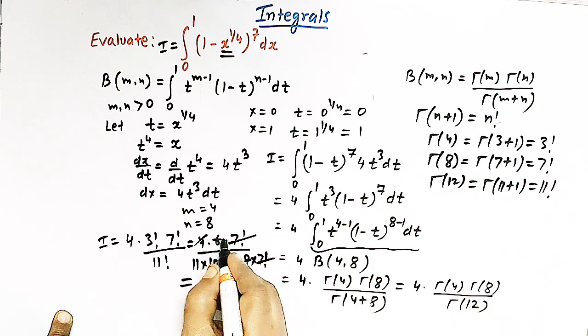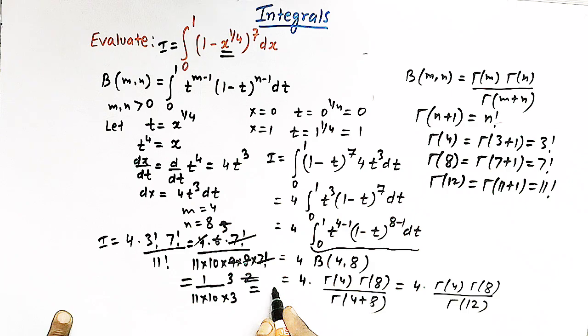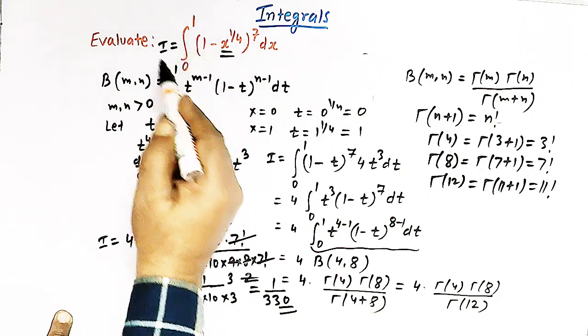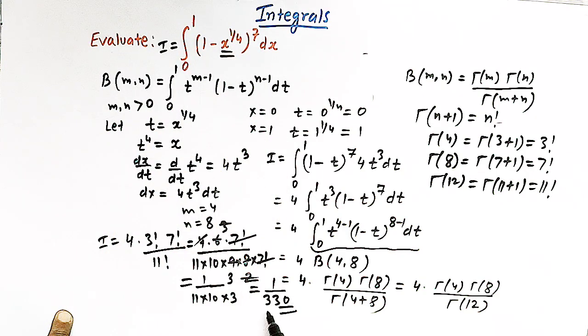Then we have 2 times 3 is 6, then we have 3 times 3 is 9. So we have now 1 over 11 times 10 times 3, and this is equal to 1 over 330, right? So the value of this integral I is equal to 1 divided by 330.